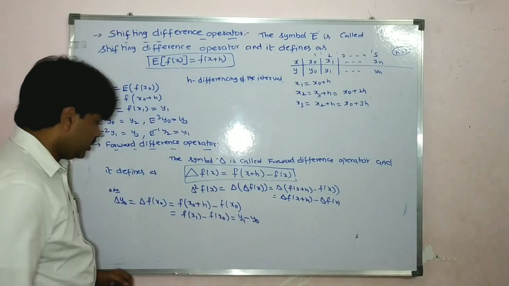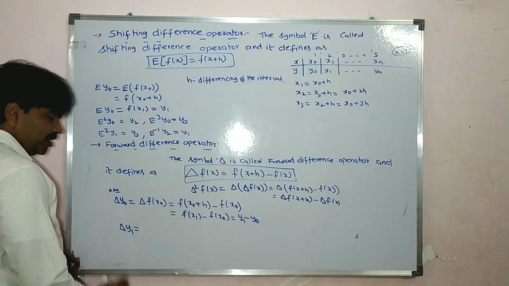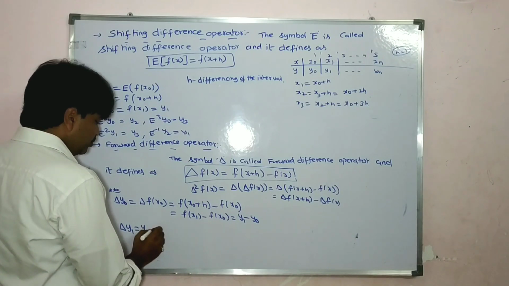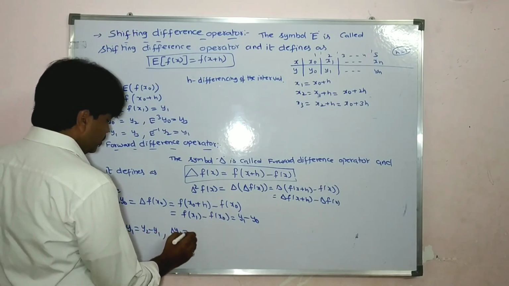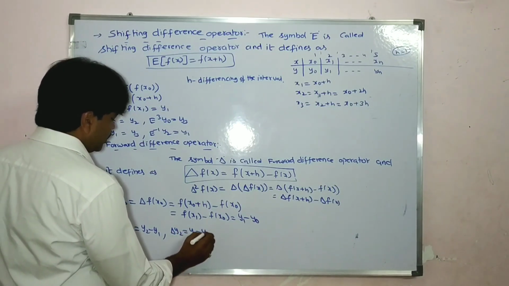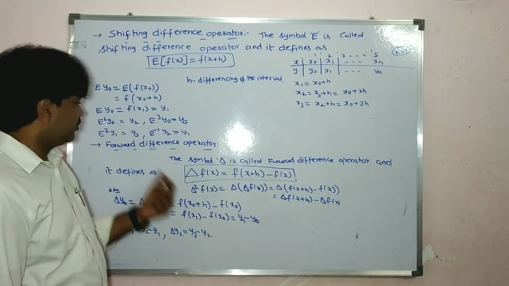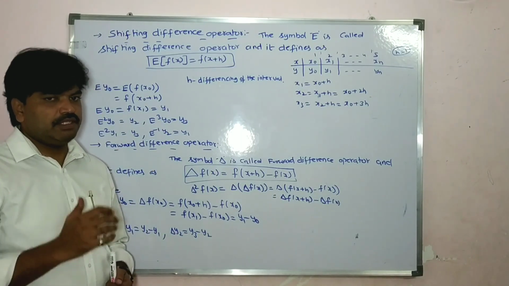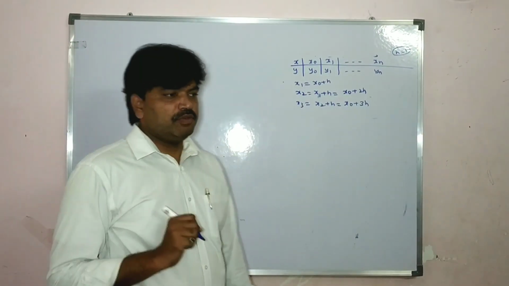I want to generalize here. Del y1, come on, tell me. Del y1 means y2 minus y1. Del y2 is y3 minus y2. Okay, this is about the forward difference operator, students. There is a certain table, students. Let us see the forward difference table.